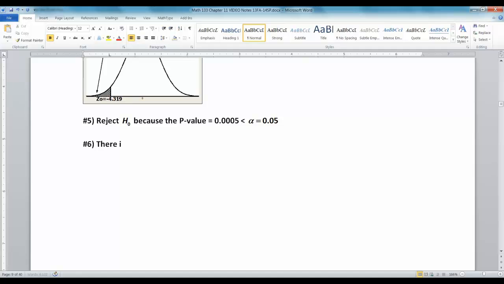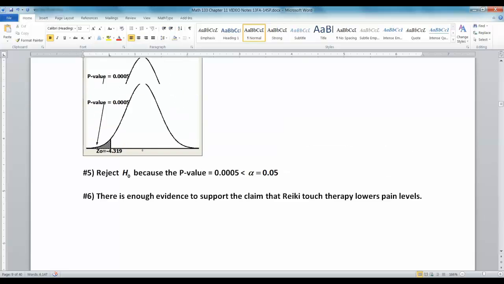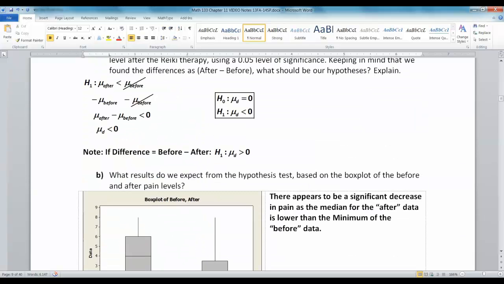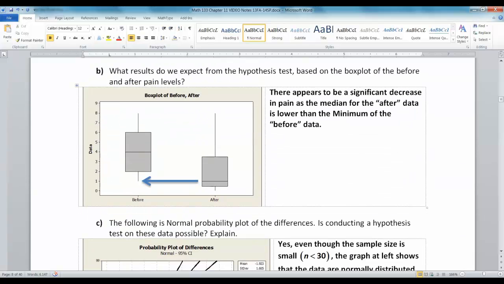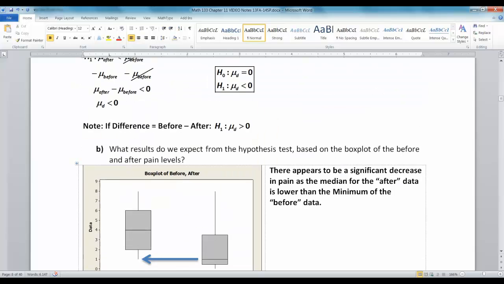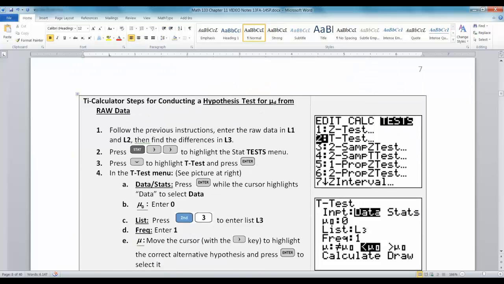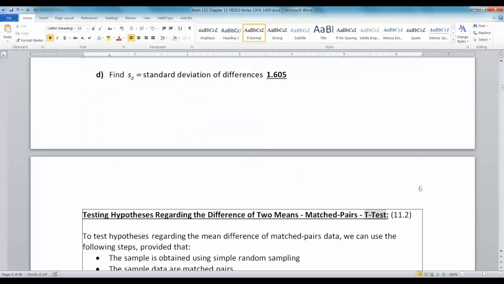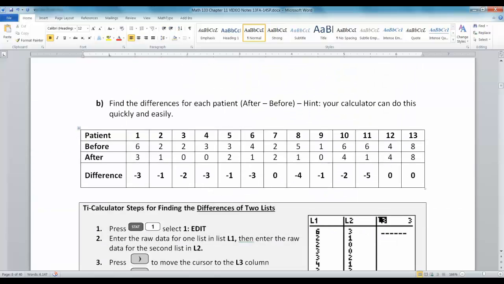So there is enough evidence to support the claim that Reiki touch therapy lowers pain levels. Right? Which shouldn't come as any great shock to us because when we looked at the box plot, it looked like the after was way below the before. Look at the table. I mean, so many values on that table were negative. That was kind of a sign that we were doing something right, right? We were lowering the pain levels right here, right?